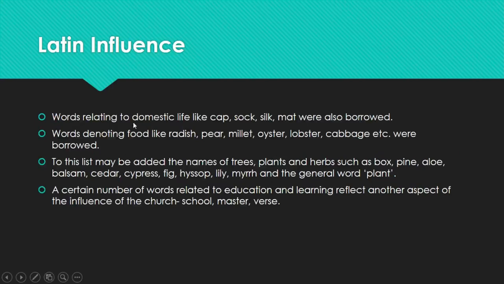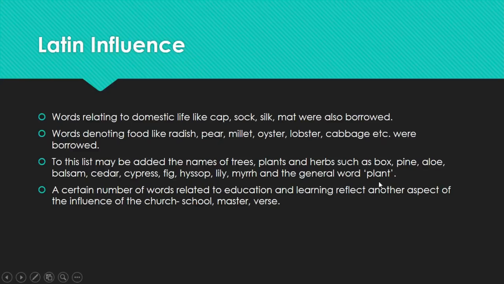And then a large number of words, as I mentioned, were borrowed related to domestic life, like cap, sock, silk, mat. Then there were words denoting food items, like radish, pear, millet, oyster, lobster, cabbage, etc. These were all borrowed from Latin. And then we can add the names of trees, plants and herbs like box, pine, aloe, balsam, cedar, cypress, fig, hyssop, lily, myrrh. And the general word plant itself was borrowed from Latin during the third phase.